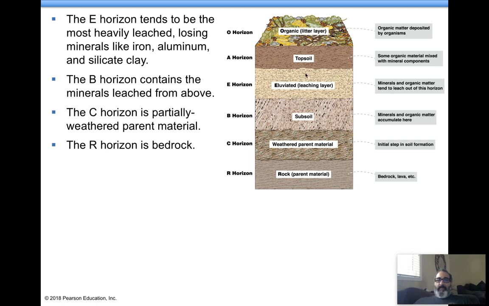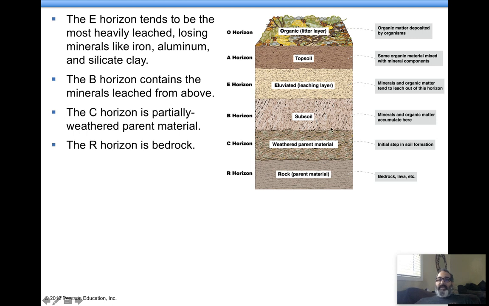All right. The B horizon, this contains the stuff that came from the E horizon. So the stuff that leached from above ends up down here. Why is that a bad thing? Well, it's too low. The roots aren't penetrating that low. So therefore, this area will have minerals and organic matter build up here, but it's not the best place for them to be.